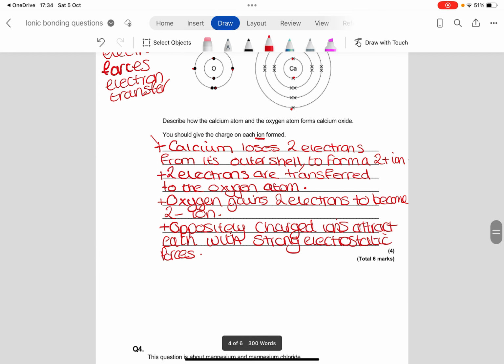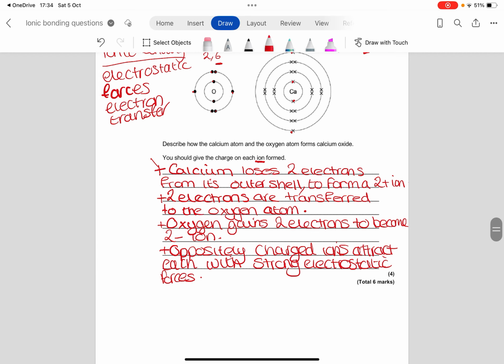So that's the end of that question. So we've got the 4 points. Calcium loses 2 electrons to form 2 positive ion. 2 electrons are transferred to the oxygen atom from the calcium atom. Oxygen gains 2 electrons to become a 2 negative ion. Oppositely charged ions attract each other with a strong electrostatic force. If you feel confident now to go and finish the last question on your own, by all means do so. Otherwise, watch the last video.